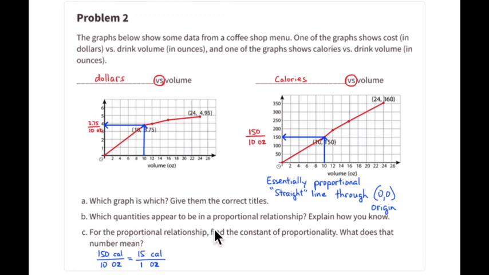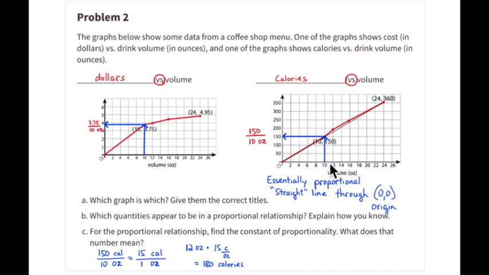Once you know that, you can use that constant of proportionality to calculate the number of calories for any number of ounces. So if I go out here to 10 ounces, that's where we start. Actually, skip over to 12 ounces. So if I have 12 ounces of coffee, how many calories is that? That's the number of calories per ounce times 12 ounces. So 12 times 15 equals 180 calories. So that should be 180 right here.